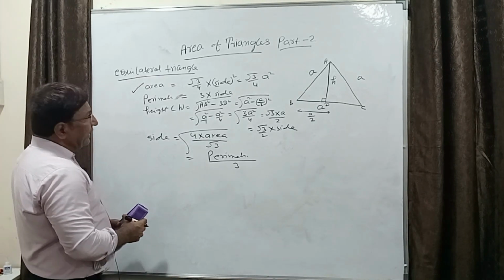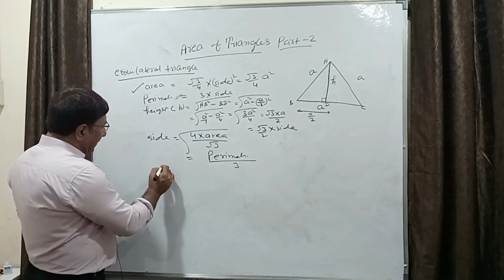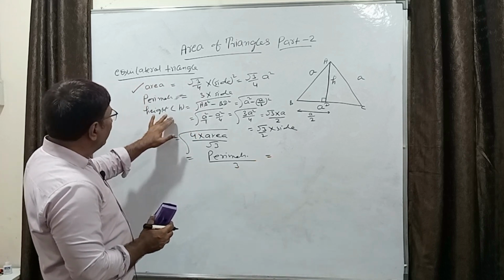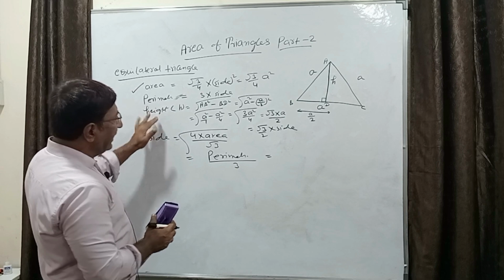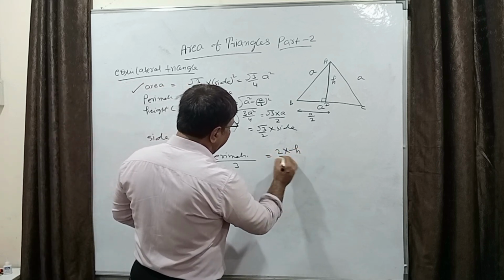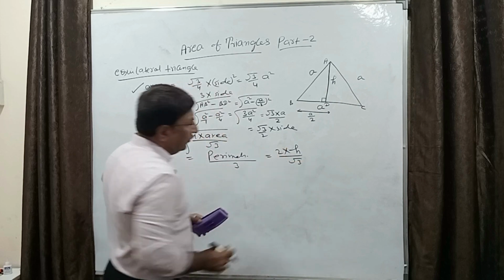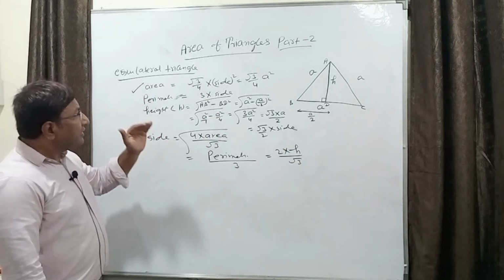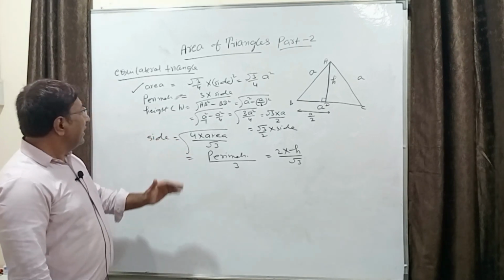Okay. And suppose the height is given. Then from this formula you can find the side: 2 multiplied by height upon root 3, that is 2 into height by root 3. So we have three formulas for the side of an equilateral triangle.